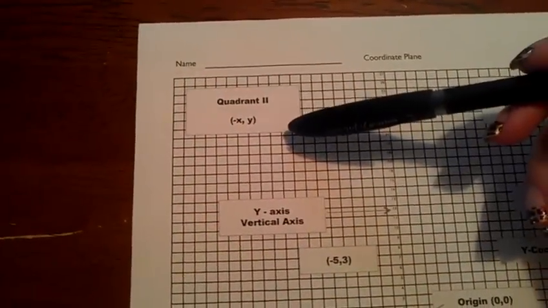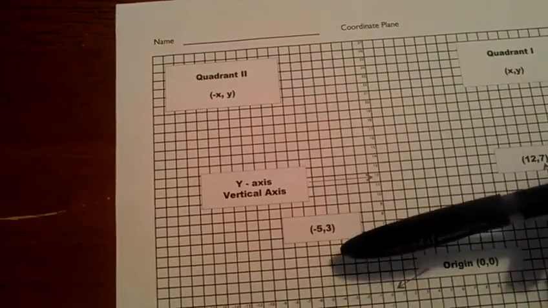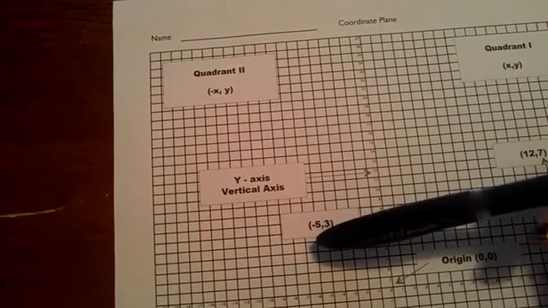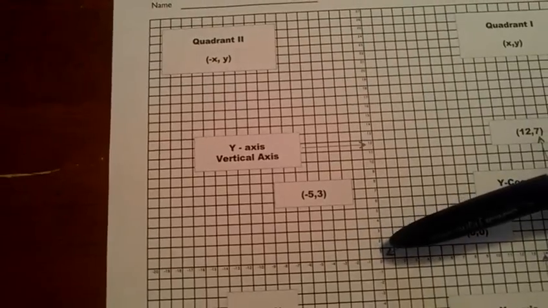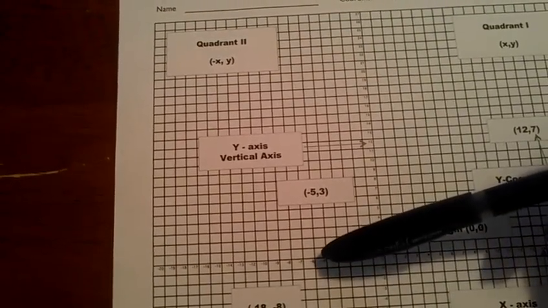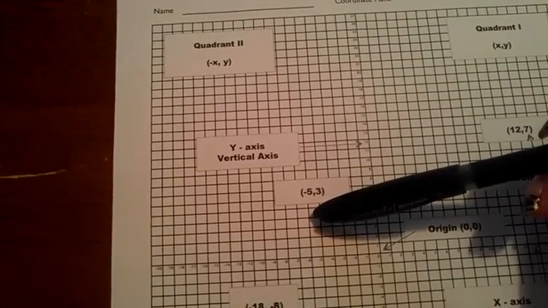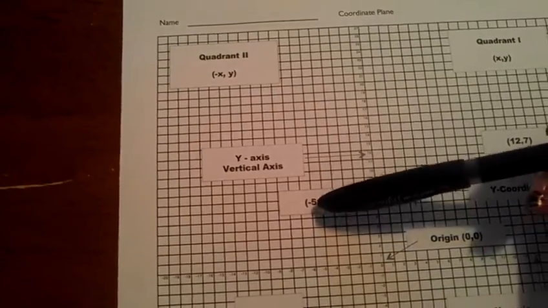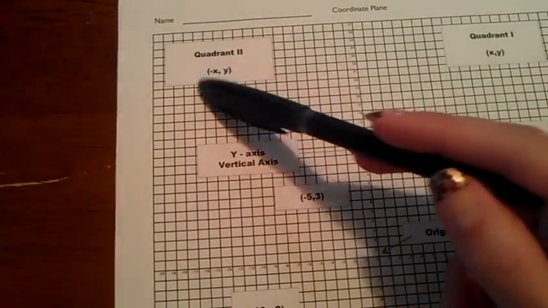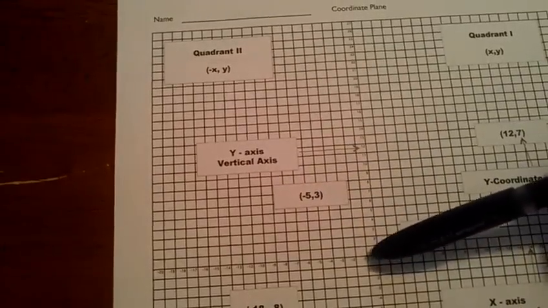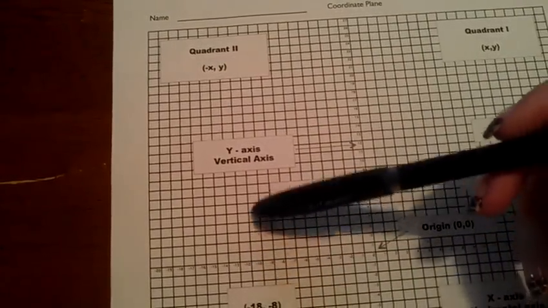Here is quadrant 2. Take a look at the point I've labeled in quadrant 2. -5, 3. You have to go 5 spaces to the left and then 3 spaces up to get to point -5, 3. All of the points in quadrant 2, your x is negative because you have to go to the left, and your y's are positive because you go up.